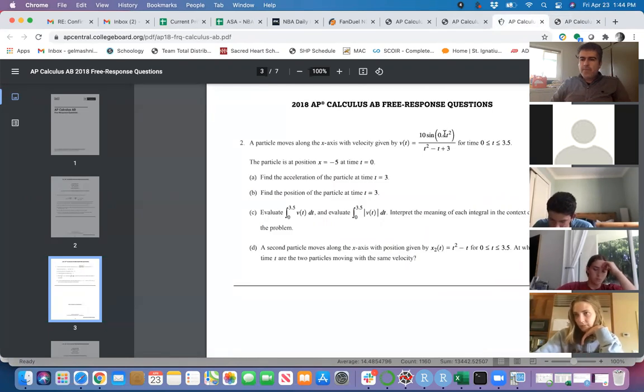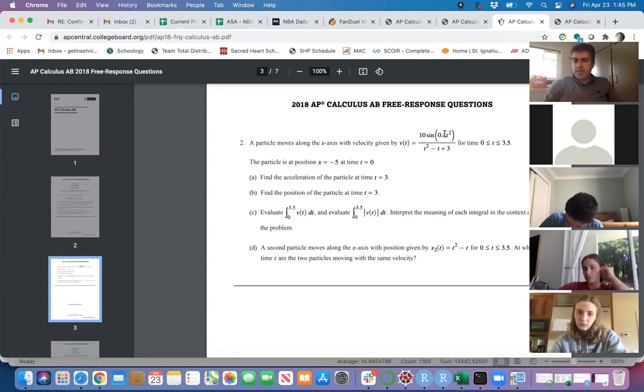Okay, now part C. They're asking you to evaluate the integral from 0 to 3.5 of your velocity, which we actually just did from 0 to 3. And then also evaluate the same integral but with the absolute value of velocity, and interpret the meaning of each of those integrals in the context of this problem. Okay, well, go back to your calculator.